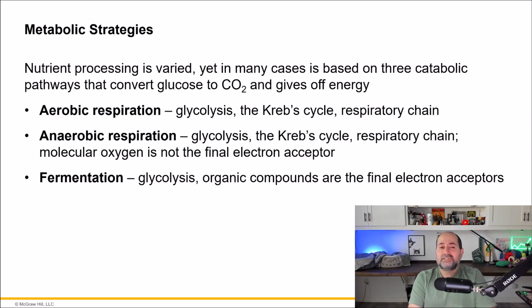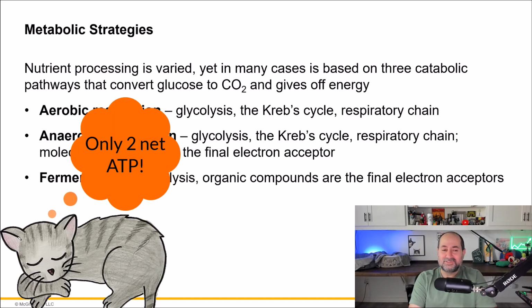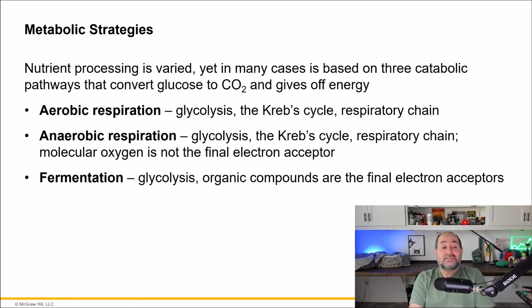And so that means you're netting how many ATP? That's right, 2 net ATP during fermentation, only 2 ATP, whereas aerobic respiration would net 38, according to your textbook, and anaerobic respiration would not quite reach 38, but it would be a lot more than 2 net ATP. Does that make sense? And do you remember during fermentation, this is where organic compounds are used as the final electron acceptor, such as pyruvic acid, pyruvate.